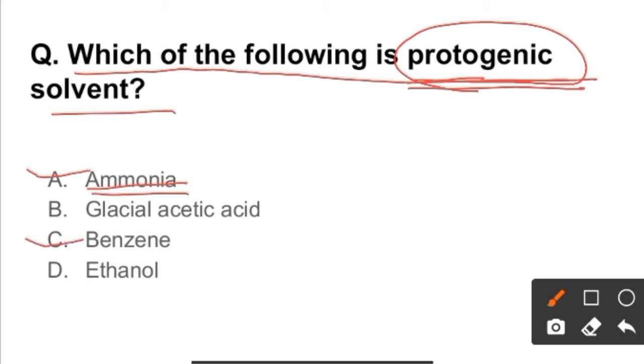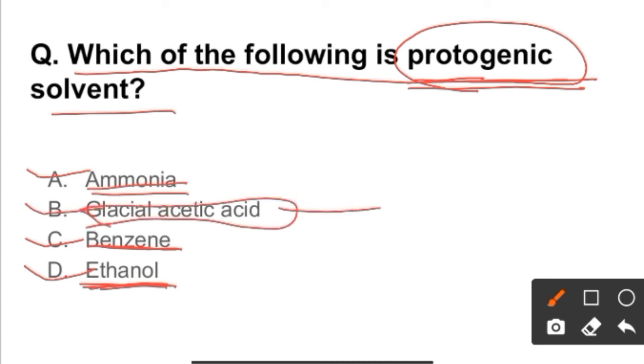Option C is benzene. Benzene is neutral in nature. It does not accept or donate proton. So it is called aprotic solvent. And option D is ethanol. Ethanol is an alcohol which has the ability to accept or donate proton. So it is an amphoteric solvent and not a protogenic solvent. And option B is the correct option because it has the property to donate the proton, so acidic in nature. So your correct option is glacial acetic acid, which is a protogenic solvent.